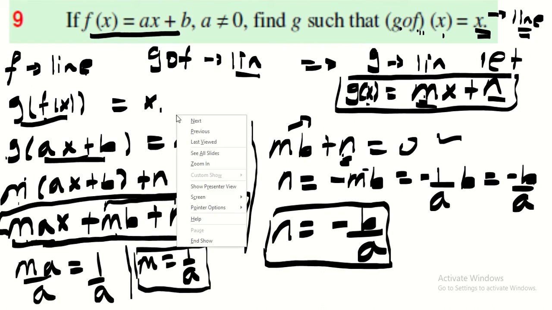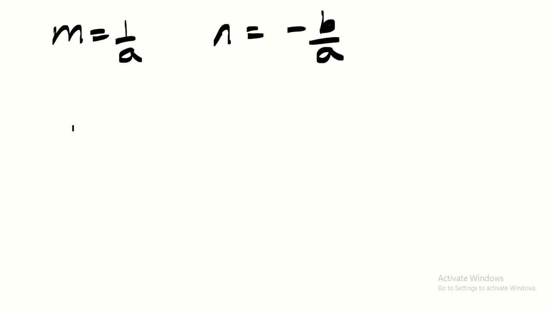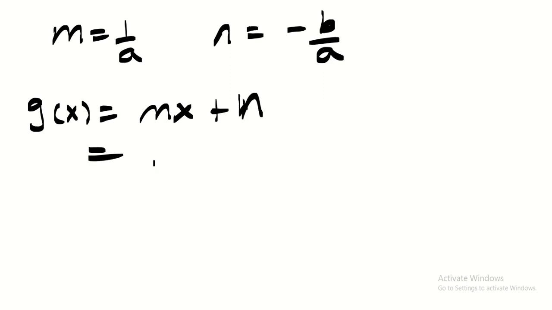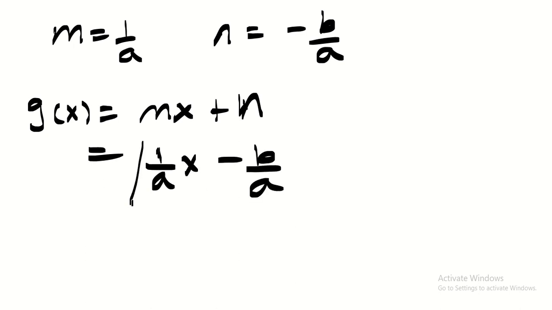Therefore, let's come to here. The m value is 1 over a, and the n value is negative b over a. We got it. Therefore, what is g of x? g of x is equal to mx plus n, which is, what's m? 1 over a times x minus b over a. It should be like that.